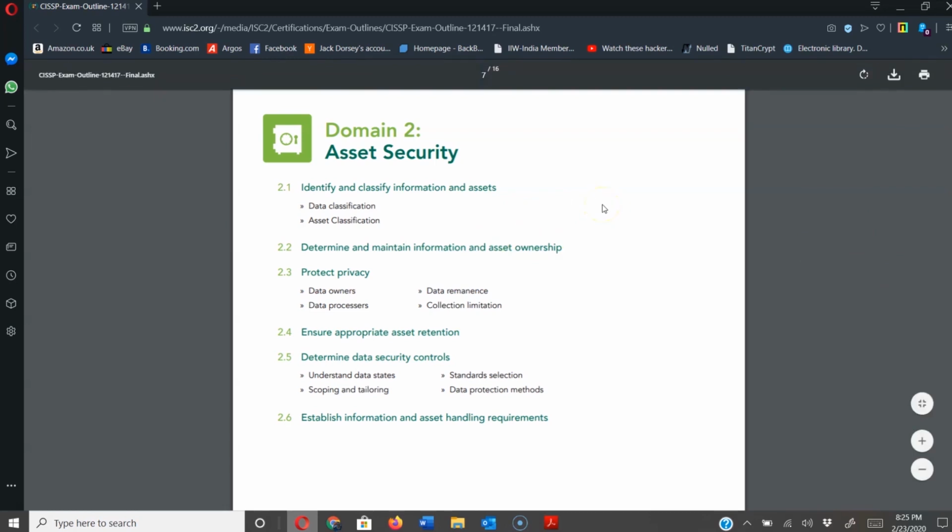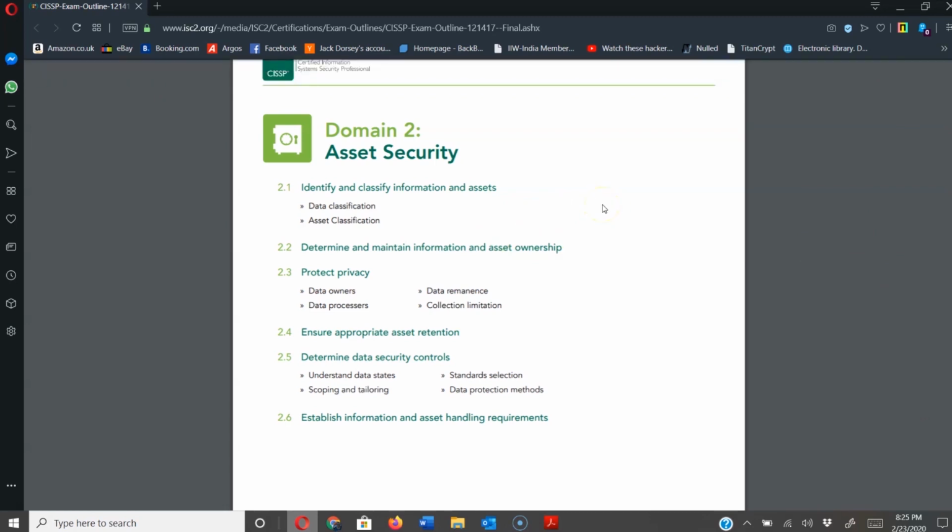Asset classification could be data. Within data itself, there would be sub-classifications like confidential data, non-confidential data, public data, and so on and so forth. Physical assets, virtual assets, networking assets, anything and everything that you can come across would be classified here. Determine and maintain information and asset ownership. So your asset management program comes into the picture.